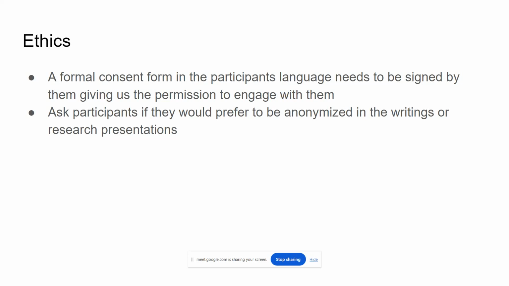Also, it is of utmost importance that your participants agree to whatever you're going to seek from them. It should also be made sure that if they want to withdraw their consent from your research, they should be able to do that midway as well, right? So that should totally depend on the participant.